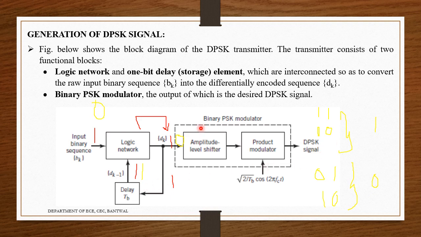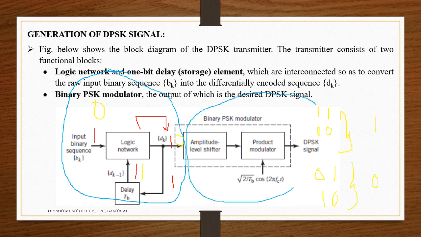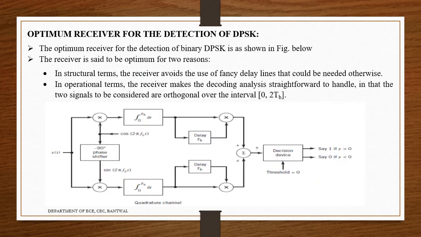So in general, what we can say is that this is a differentially encoded sequence, and this is PSK. Together we call this DPSK. Understood? Together we call this DPSK: differential encoding combined with phase shifting.